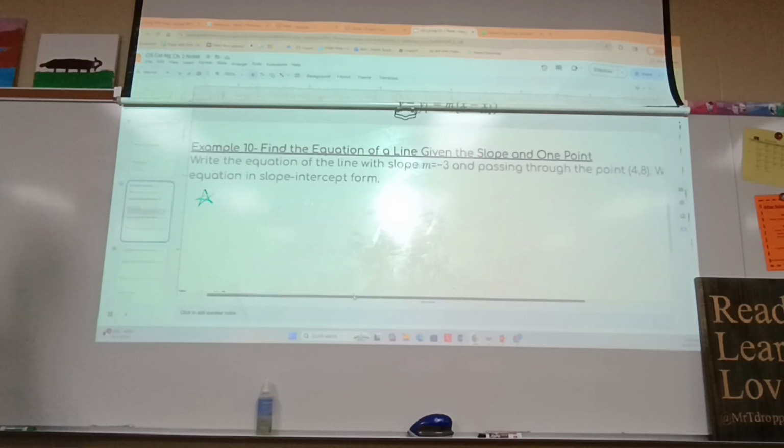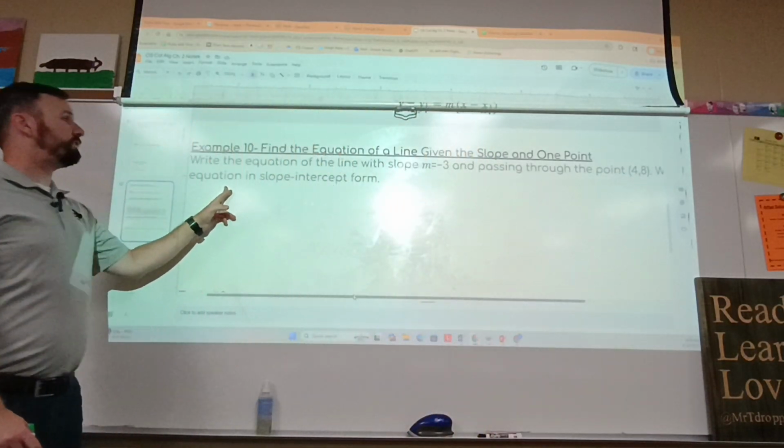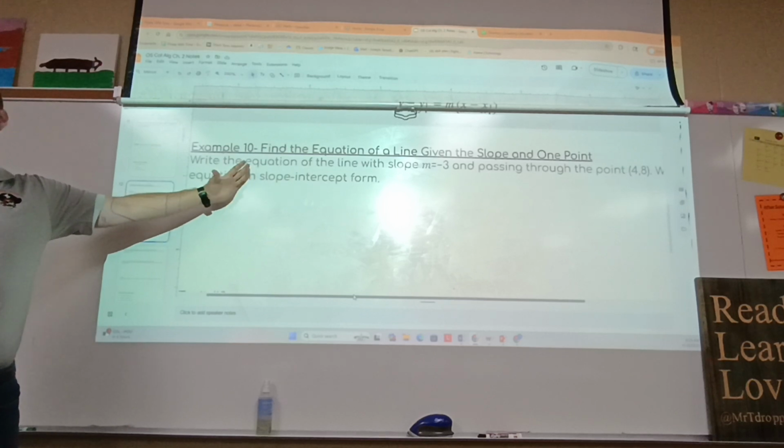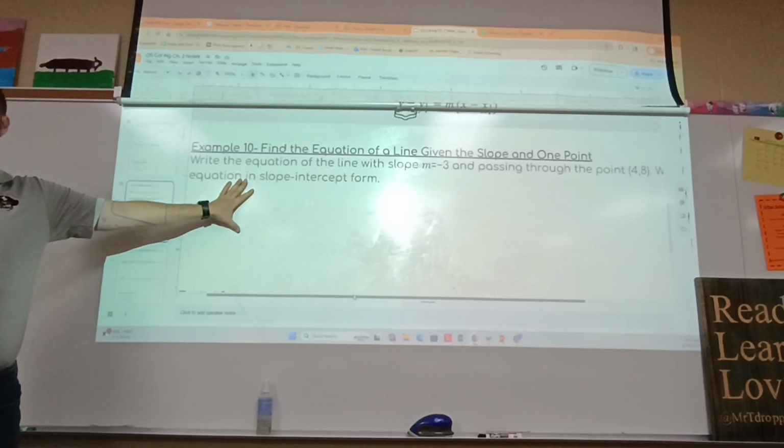So, given a line with a slope of -3 and the point (4, 8), write the equation of the line in slope-intercept form. So now, we're not going to finish by writing it in point-slope form. We need to always go back to y equals mx plus b, because the intercept means a lot and the slope means a lot.